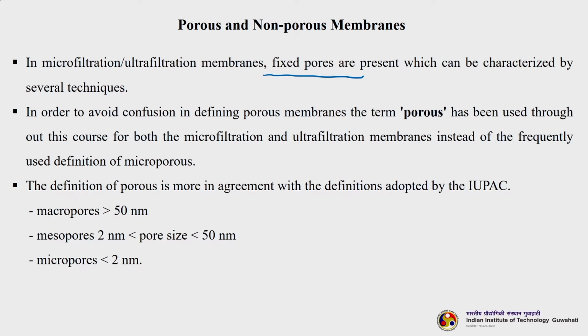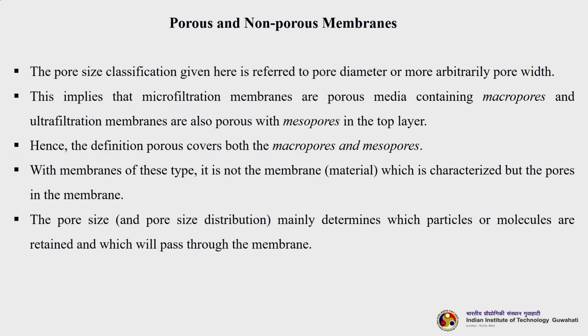This is the IUPAC classification: macropores are greater than 50 nanometer, mesopores are between 2 nanometer and 50 nanometer, and micropores are lesser than 2 nanometer. The pore size classification given here refers to pore diameter or pore width.